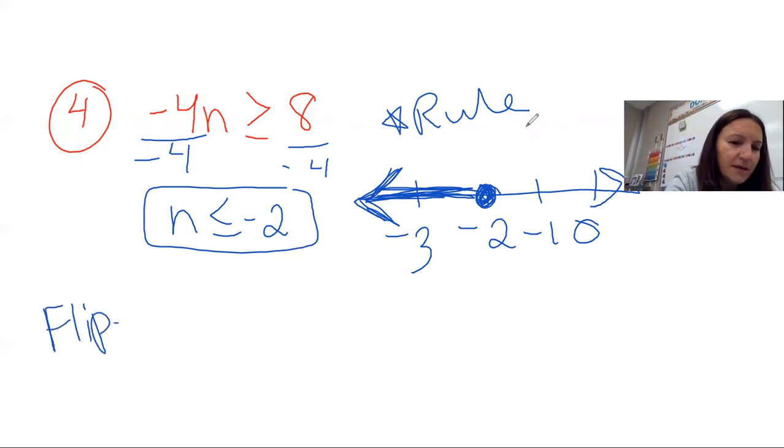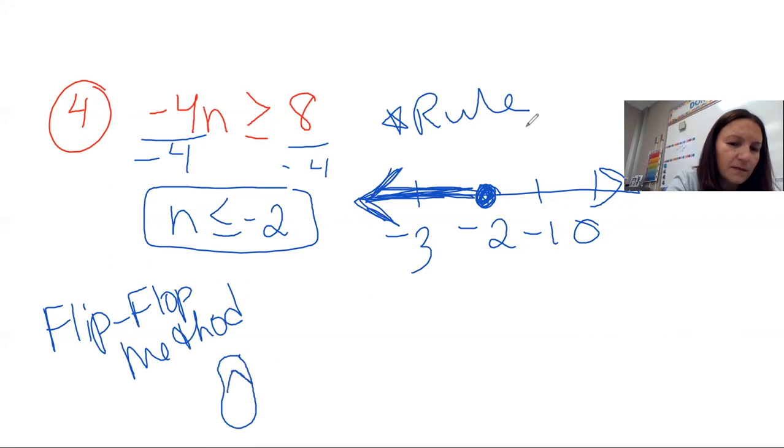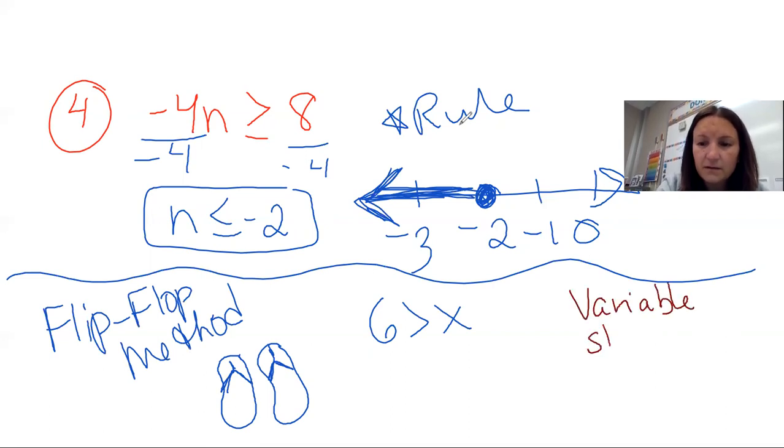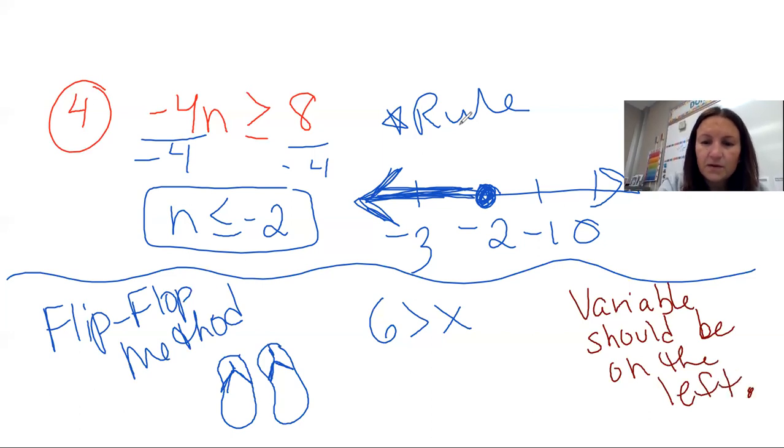Okay. Now there's one thing I want to go over. It's called the flip-flop method. I wish we could all wear flip-flops right now. So think of flip-flop. If I give you an inequality that looks like this, you're most likely going to graph it incorrectly. The variable should be on the left. So in order to get the variable on the left, you're going to just move it.